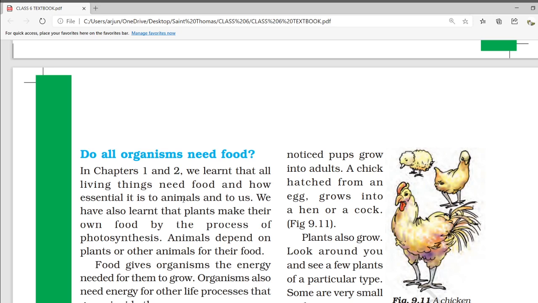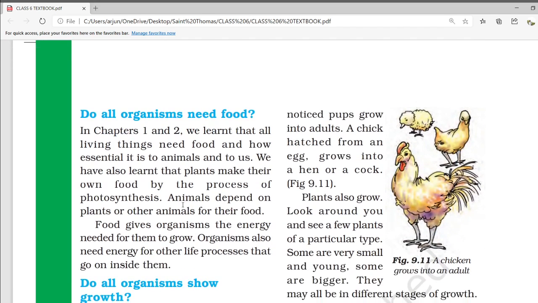Okay, let's think about this. Do all organisms need food or not? Our answer will be yes, of course. For surviving, we need food. Human beings take food from different items like wheat and different grains, rice, right? Animals, we have seen three categories: carnivorous, omnivorous. Then plants, we have seen about photosynthesis. So each and every living thing needs food.